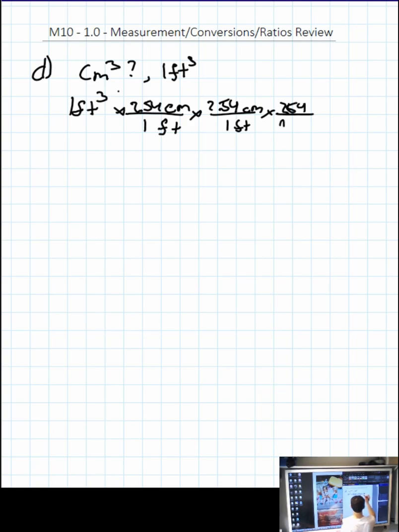So we have feet on the bottom. Let's cross off a foot and cross off the cubed and say squared. Let's cross off another foot and cross off the squared, and then cross off the foot and cross off the foot. Notice we are at 2.54 cubed. So we're going to take 1 and times it by 2.54 times 2.54 times 2.54 equals 16.4 centimeters cubed. Circle our answer.